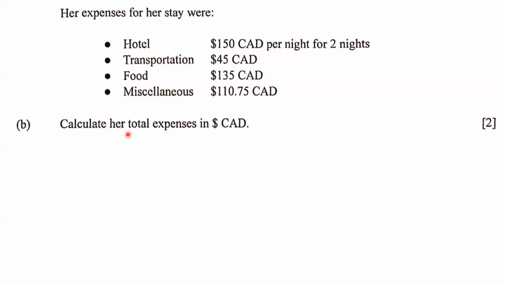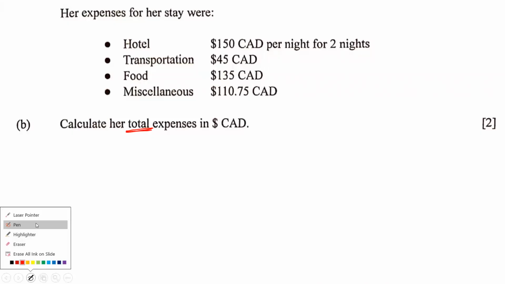Notice that it says total. So total here is very important. When we say total, total means that we're going to add. So total means we have to find the sum of all of our expenses. All right. So we have to add these.